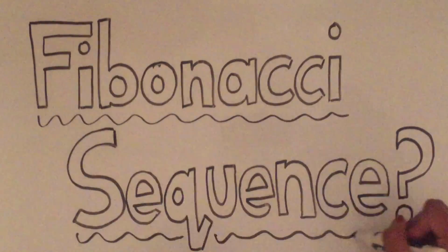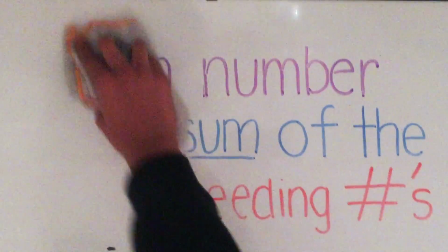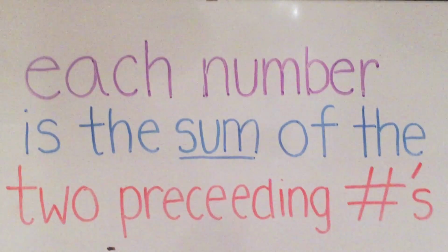So now, what's a Fibonacci sequence? The Fibonacci sequence is a series of infinite digits in which each number is the sum of the two preceding numbers.